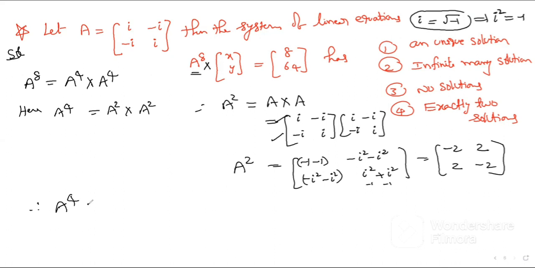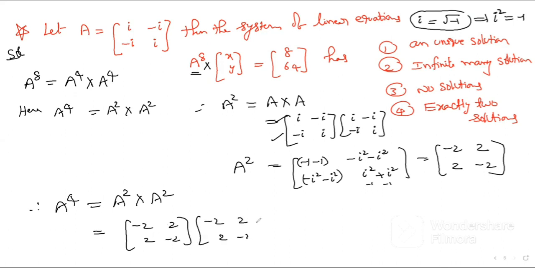That implies A to the power 4. A to the power 4 can be written as A square into A square. What we get here? Minus 2, plus 2, plus 2, minus 2, right? Now again multiply these two matrices. What we get here? First row multiply with first column: minus 2 into minus 2 plus 2 plus 4, plus 4, 4 plus 4, 8. Next element minus 8. Next element minus 8, plus 8. So A to the power 4 is equal to 8, minus 8, minus 8, plus 8.